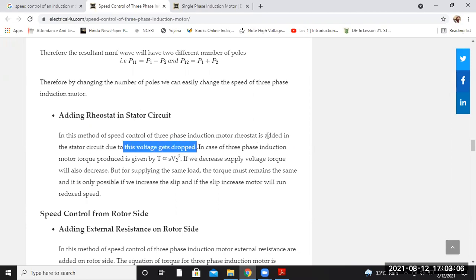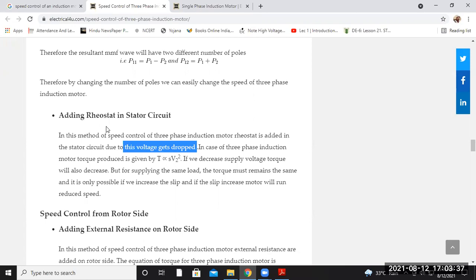As we increase the value of the resistance in the induction machine, the voltage drop will increase. As discussed in the torque, slip and voltage relation, if we decrease the value of voltage, we have to increase the value of slip, and if we increase the slip, the speed will decrease. That means V2 is directly proportional to your speed.